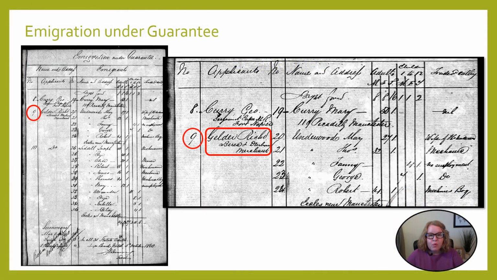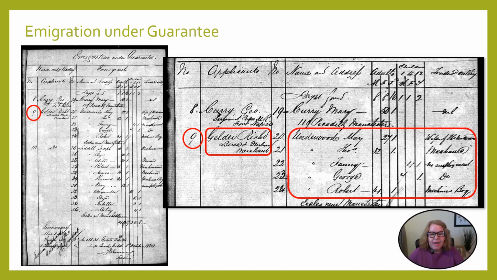So I've enlarged a portion of the register on the right of your screen. Number 9 on the register there is Richard Gelda. He is a Berea and Durban merchant, and he is sponsoring the Underwood family. Mary Underwood is 27 and is the wife of Thomas Underwood, a mechanic. Little Fanny, aged 4, and George, aged 7, have no employment.